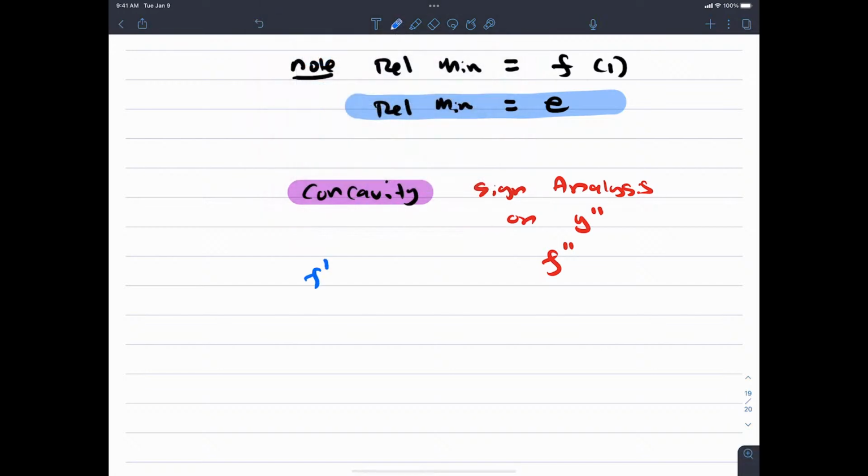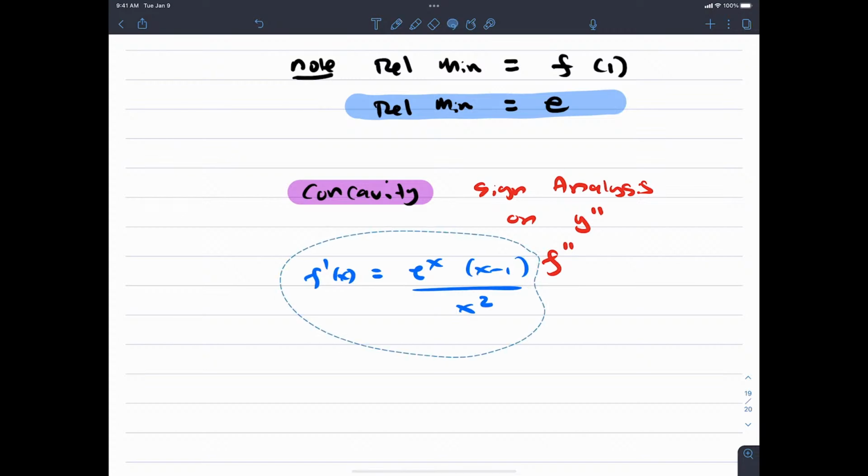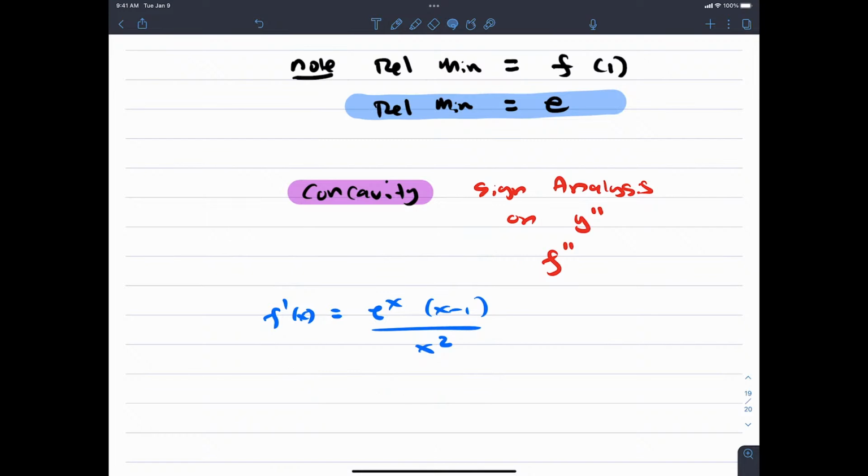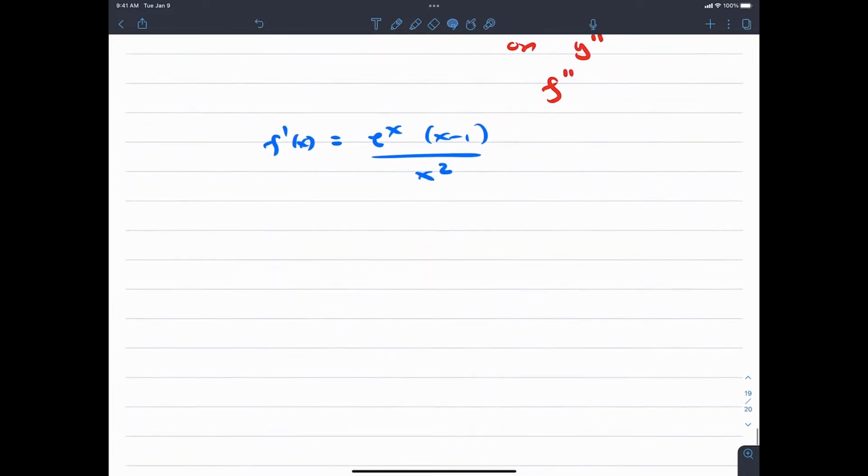I have the first derivative. What was that first derivative? I think it was e to the x minus 1 over x squared. I don't even know if I want to do the concavity question. Man, I don't think I want to do concavity. Should we? I guess so, right? Should we try that out? All right.